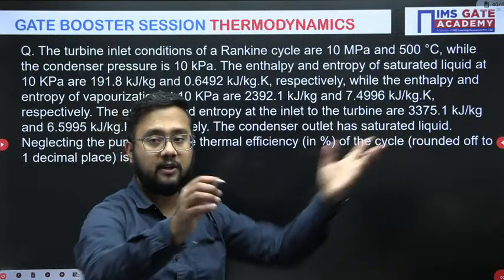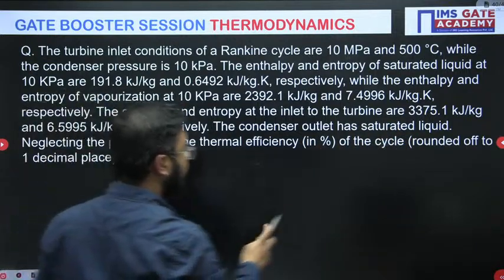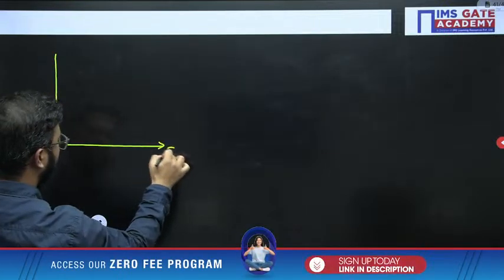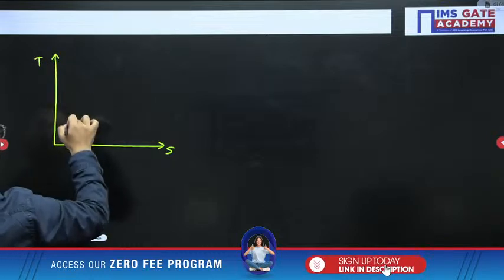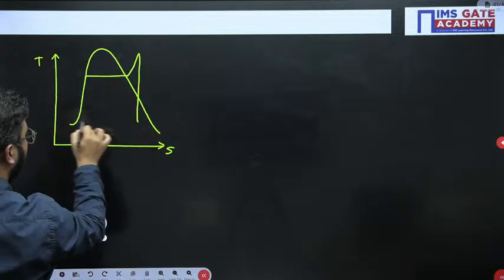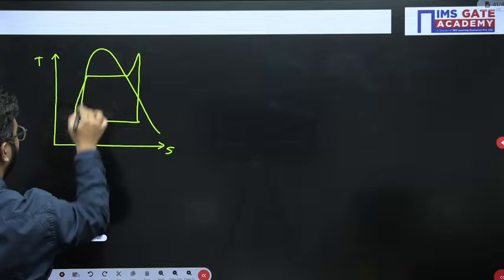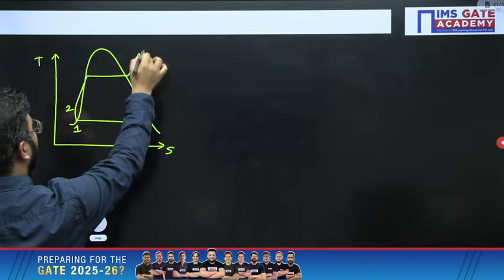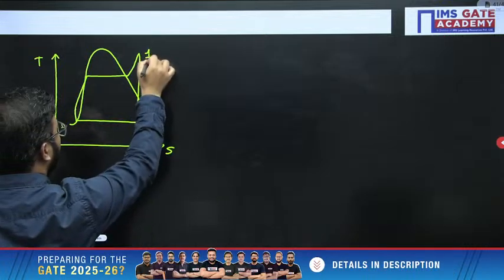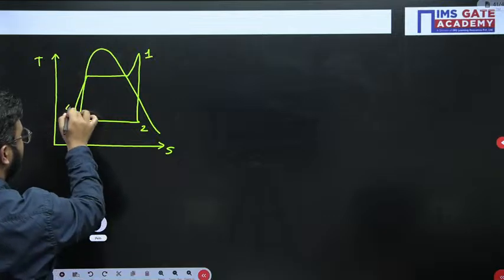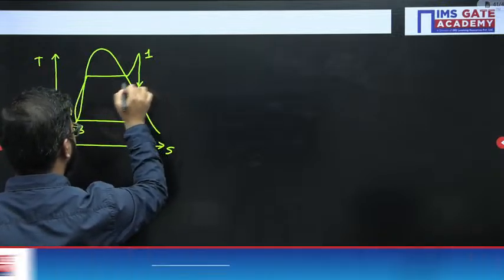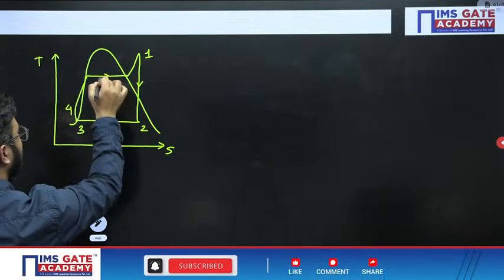Okay, now look at the solution part here. See, Rankine cycle they have mentioned. So let us first draw the curve here, temperature versus entropy. So 1, 2, 3 and this is 4. 1 to 2 turbine expansion, 2 to 3 it is in the condenser, 3 to 4 pump and then 4 to 1 heat addition in the boiler.